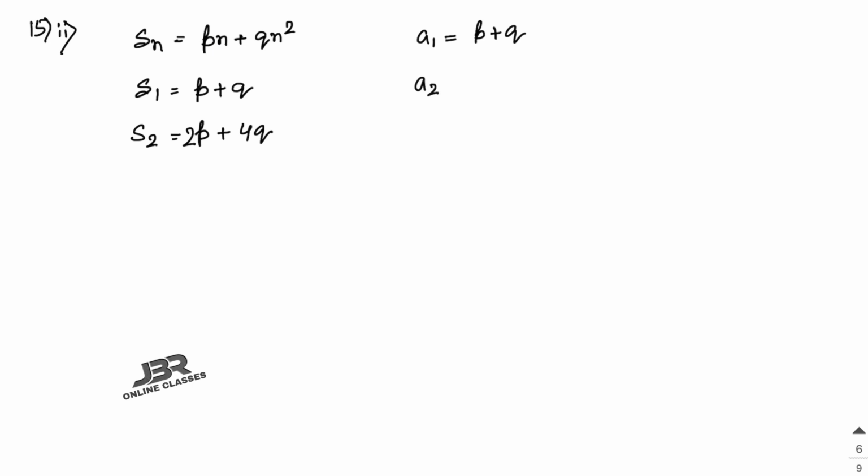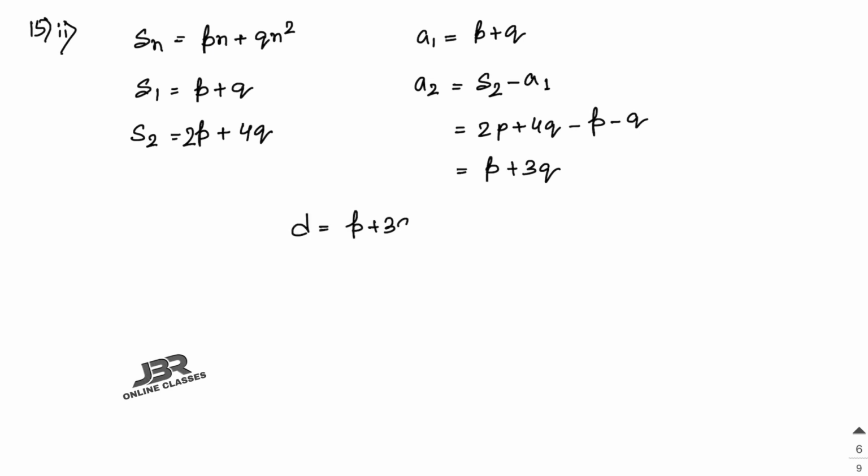So A2 will be S2 minus A1. S2 means sum of two numbers, A2 means second number, A1 means first number. So you can write 2P plus 4Q minus P minus Q. So here P plus 3Q, that one is the second number. Now if you want to find the common difference, that means second number minus first number. So here P cancels out, your answer is 2Q.